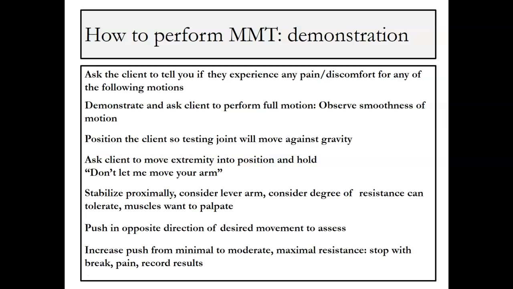Key things here, ask the client before you even start, let me know if you're in any pain or if this causes any pain. You're going to ask them to demonstrate that full motion, and then you're going to start positioning them. Then you manual muscle test them: push on their arm, with them in the right position. Don't let me move your arm. Stabilizing proximally and pushing in the opposite direction of the desired movement you wish to assess. You're going from minimal, moderate to max.